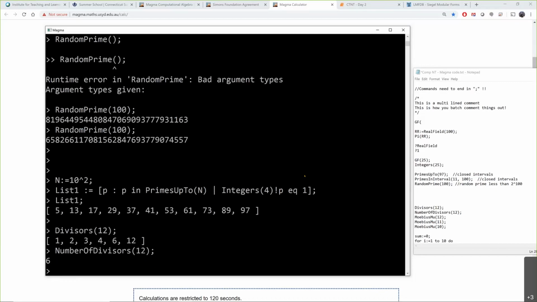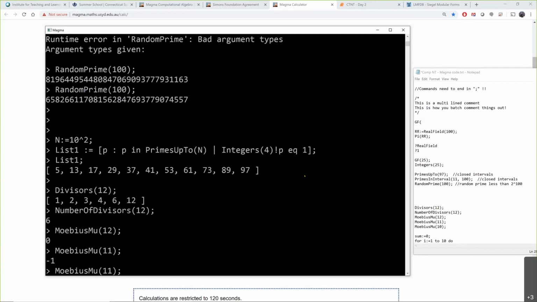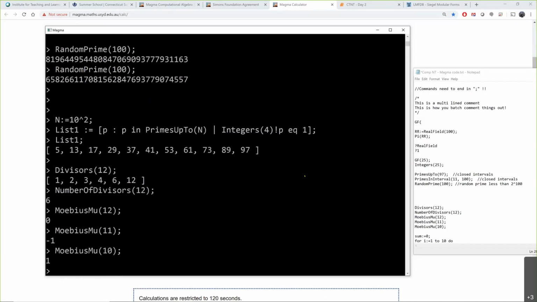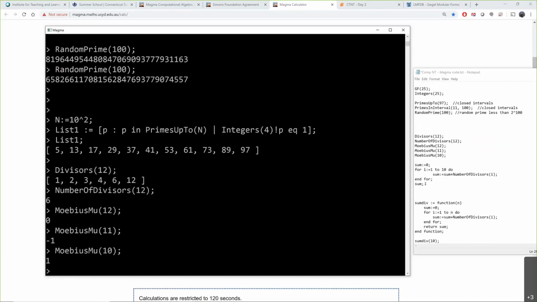Something that also came up in Brandon's talk was the Mobius function, the Mobius function mu. So the Mobius function mu of 12 is 0 because, well, there's a factor 4 in there. The Mobius function of 11 is -1, while the Mobius function of 10 is 1. Very good.